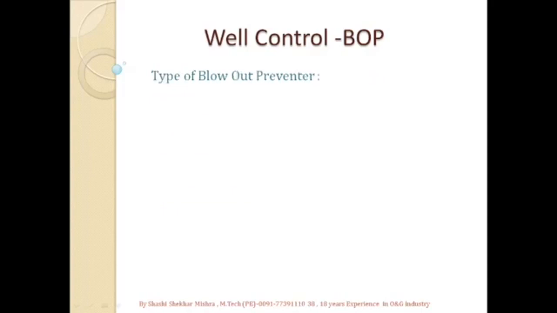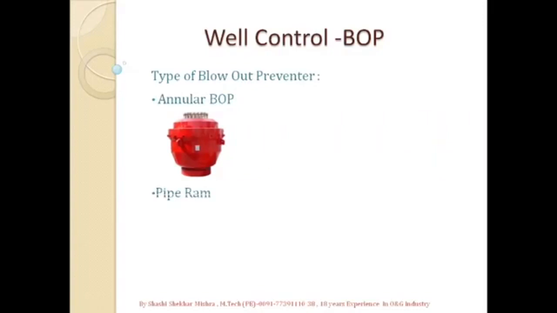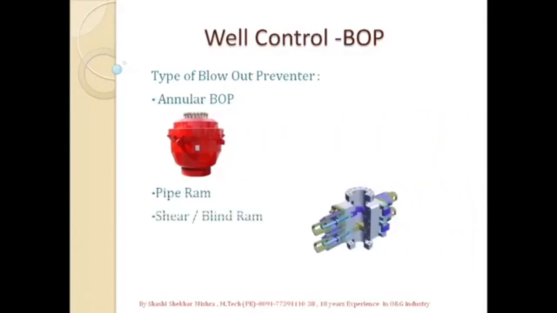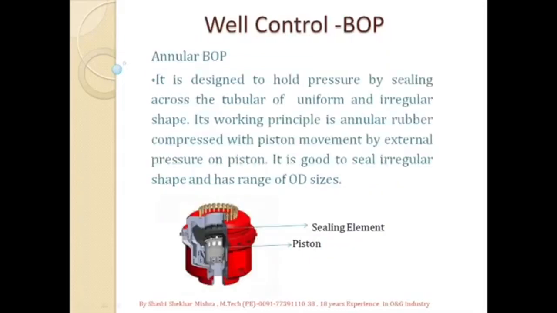So there are mainly three types of BOP: annular BOP, pipe ram, and blind or shear ram BOP. Annular BOP is the first preventer closed during well shut in in case of any kick. It has four major parts: head, piston, body, and rubber packing elements.